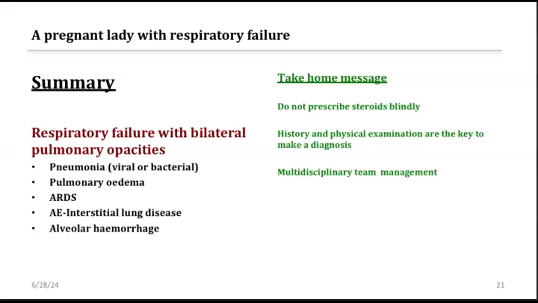History was the key in this patient's diagnosis. There was exposure. And when you deal with this type of patient, history and other parts of the examination might be crucial. For example, in a patient with bilateral pulmonary opacities and respiratory failure, having severe oropharyngeal candidiasis might suggest HIV with pneumocystis pneumonia. So the key to diagnosis and treatment in this type of case is multidisciplinary team management. Right, thank you very much. If you have any questions, we will discuss.